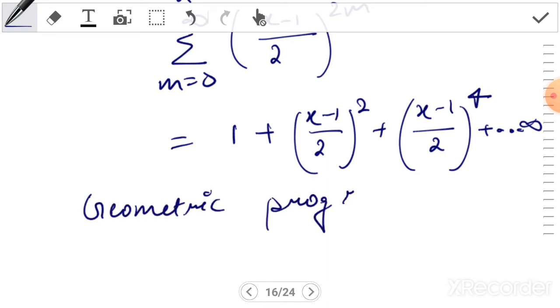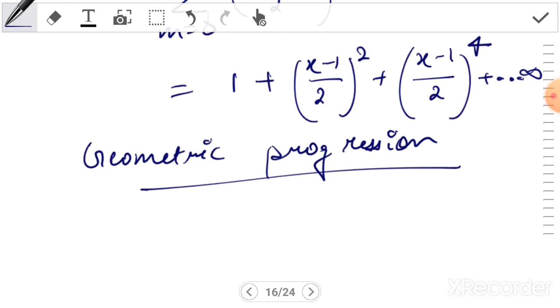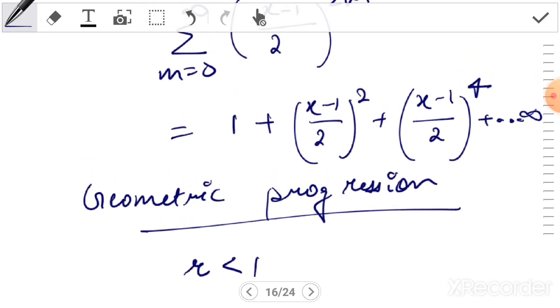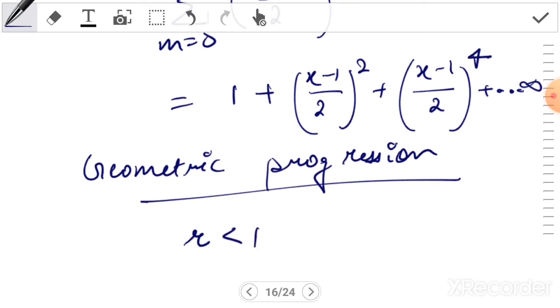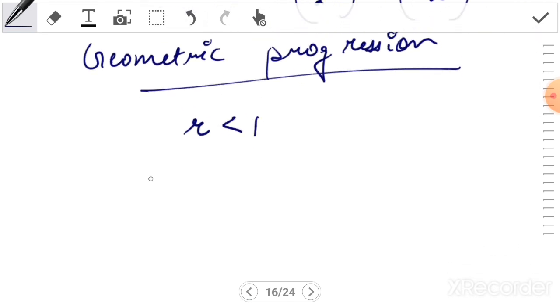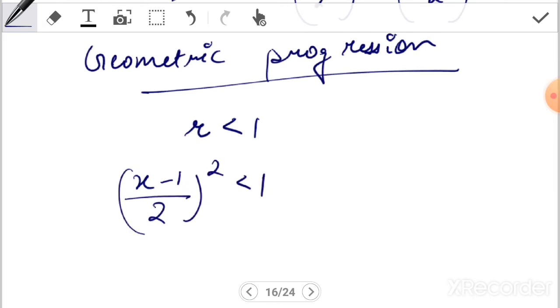Do you remember? If it is a geometric progression, then it will converge for r less than 1. Yes. And what is the common ratio? (x minus 1)/2 whole squared. So ((x minus 1)/2) whole squared must be less than 1.